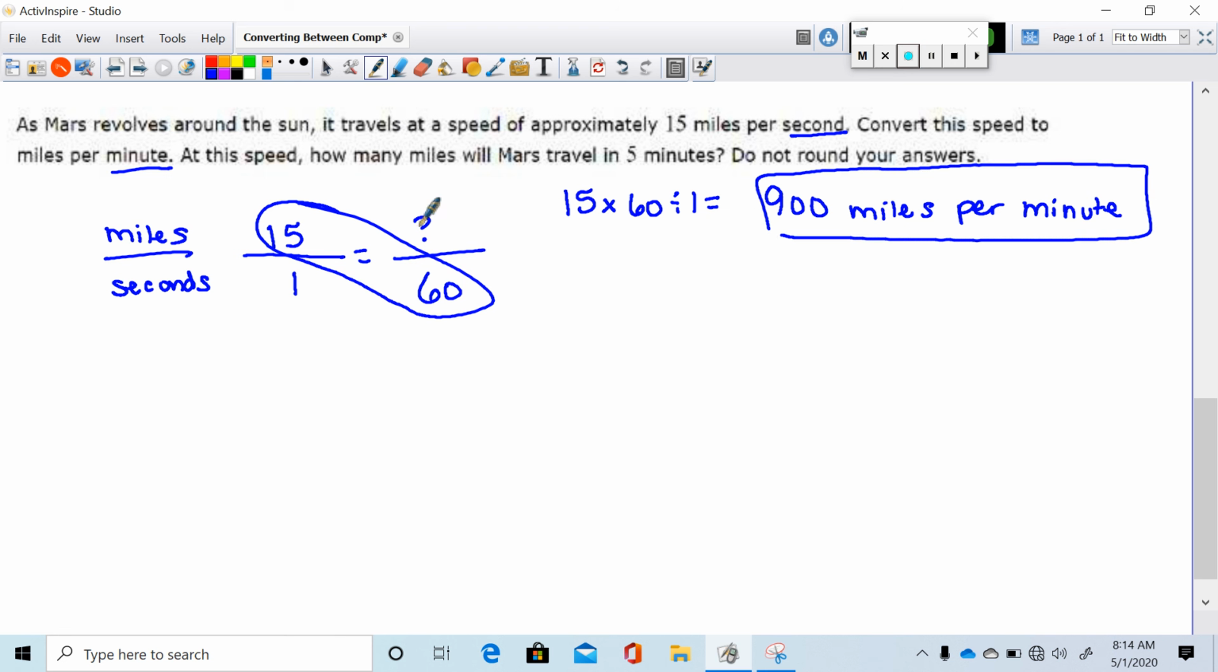At this speed, how many miles will Mars travel in 5 minutes? So 900 for 5 minutes is 4,500 miles.